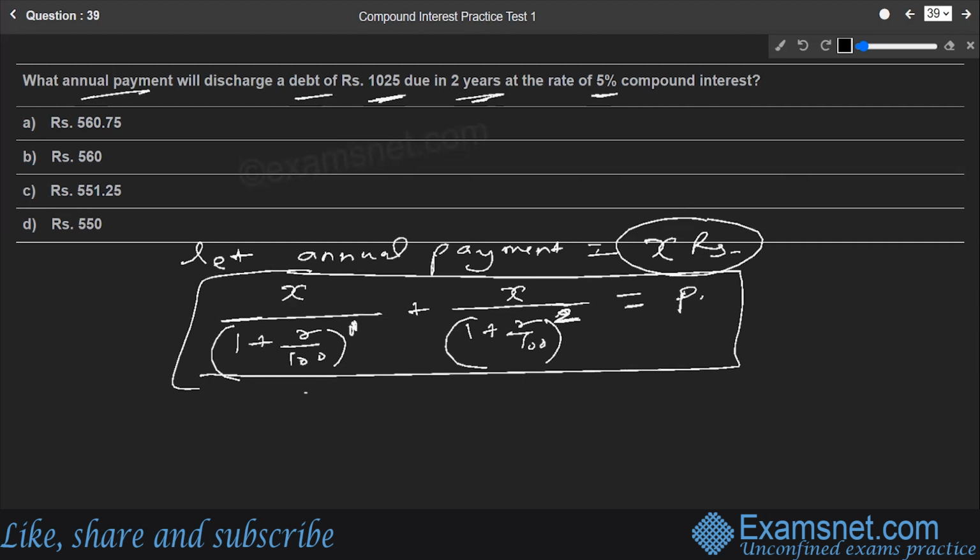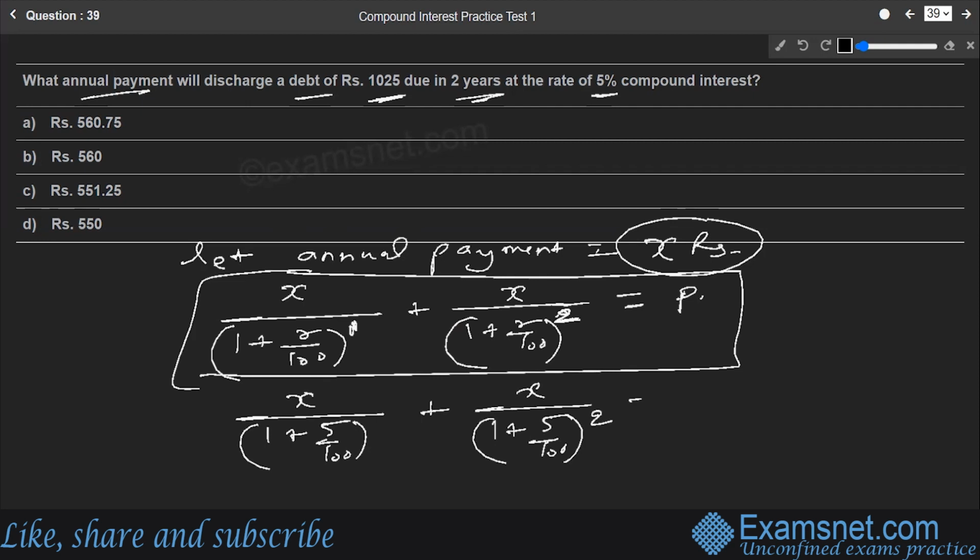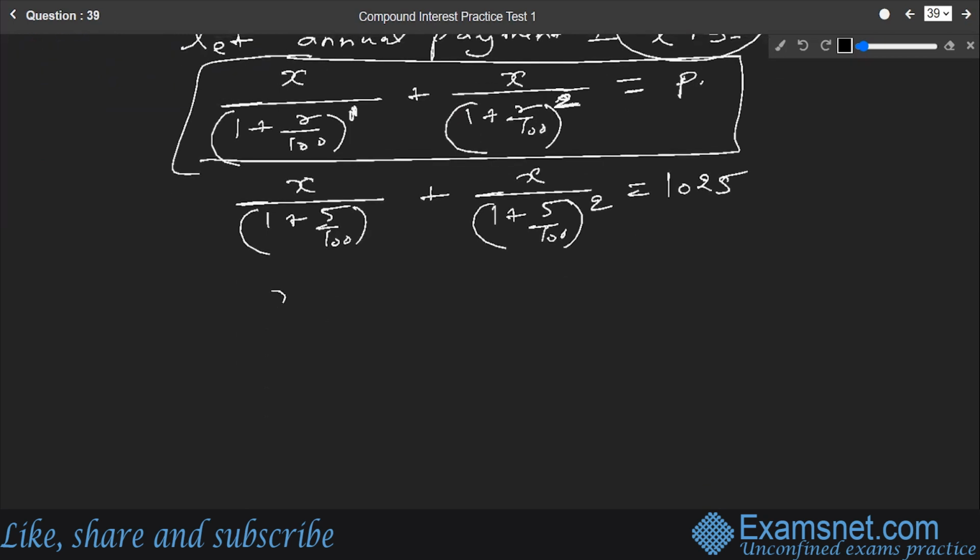So we get X, the unknown annual discharge, divided by (1 plus 5 over 100), because the rate value is 5, plus X again divided by (1 plus 5 over 100) whole squared, and this value should be equal to the principal, that is 1025. If we solve this further, taking X common, this comes out to be 20 by 21, multiplied by 41 by 21, and this should be equal to 1025.